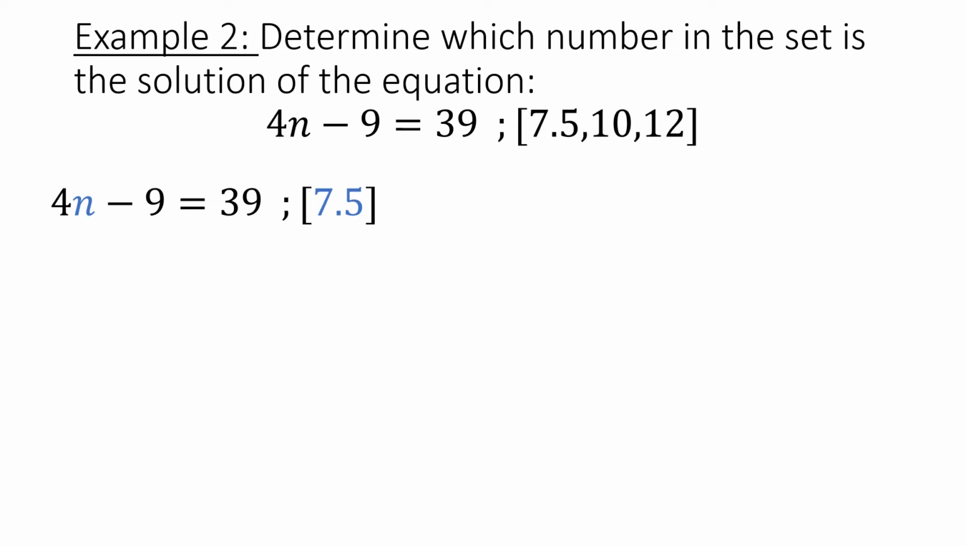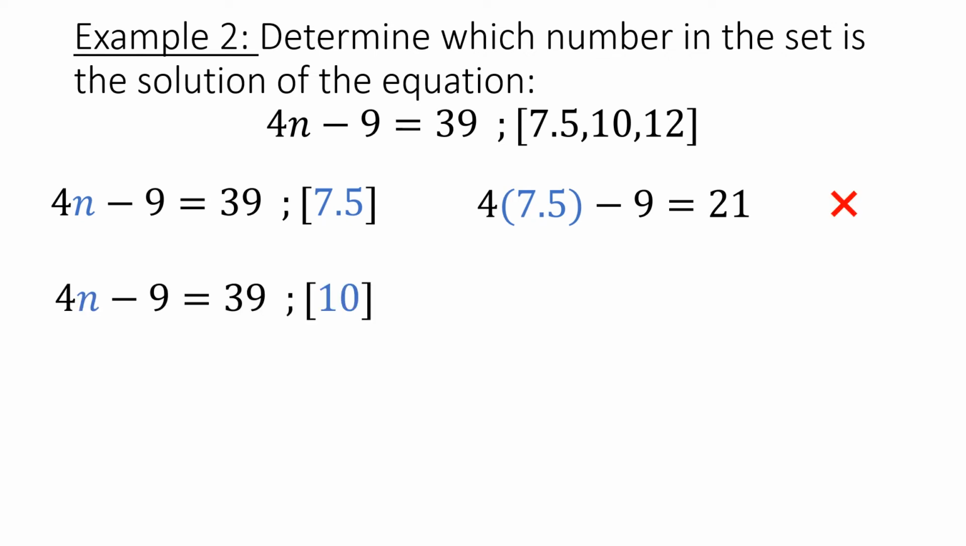So I'm going to do 7.5 first, and so I'm going to put parentheses around the 7.5 when I substitute that in for the n. And so I have 4 times 7.5 minus 9, that's going to equal 21. That doesn't equal 39, so that's not going to be the solution.